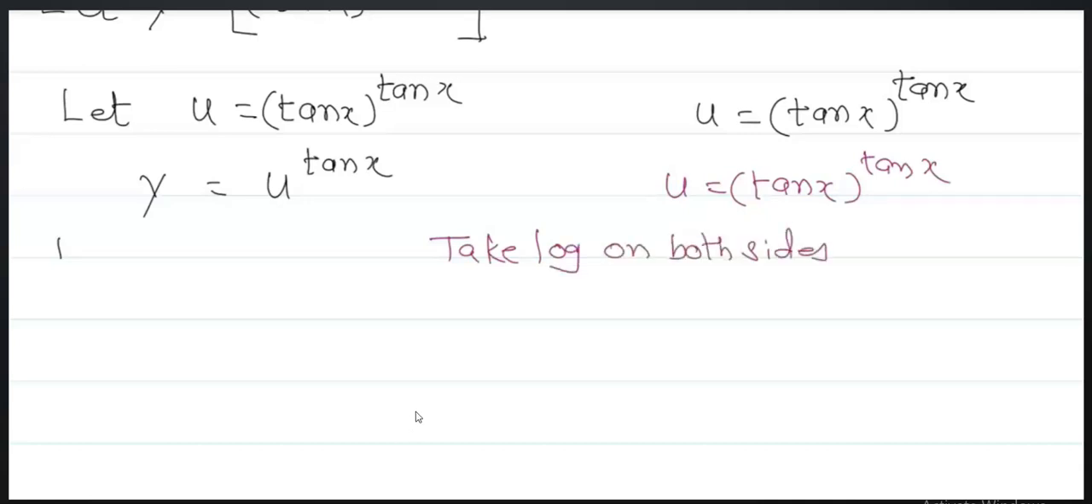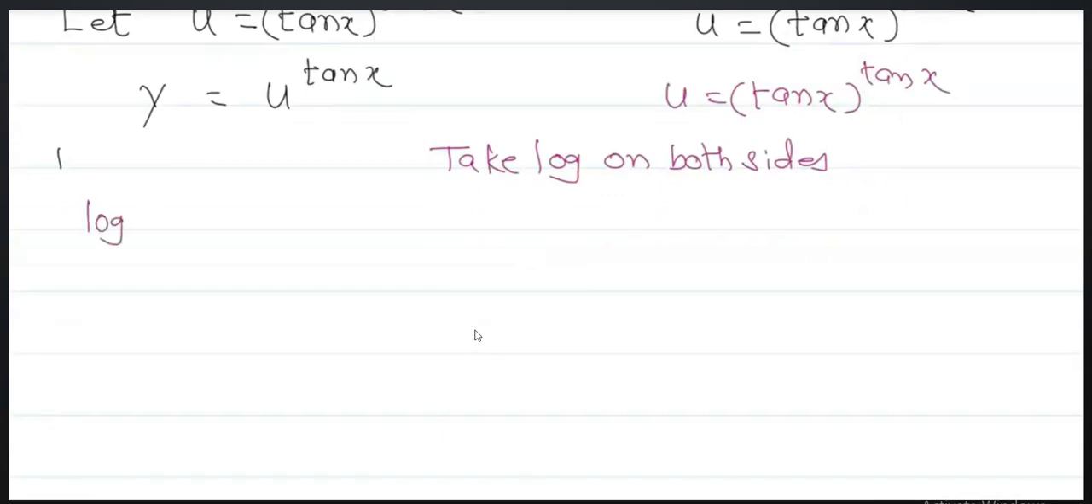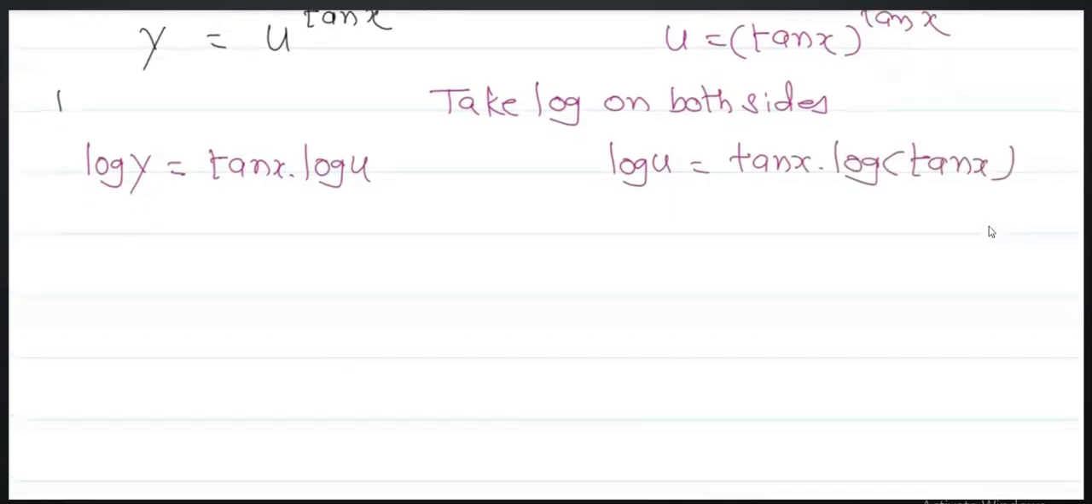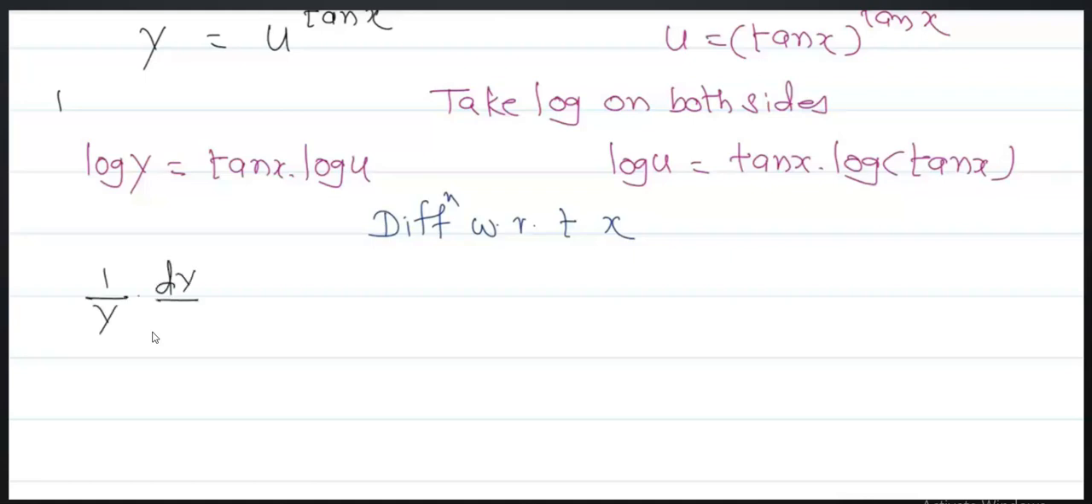Now differentiate this. Take log on both sides. Log of y is equals to tan x log of u. Here also log of u is equals to tan x into log of tan x. Differentiate this with respect to x, 1 upon y into dy by dx is equals to tan x. Log of u is 1 upon u into du by dx.